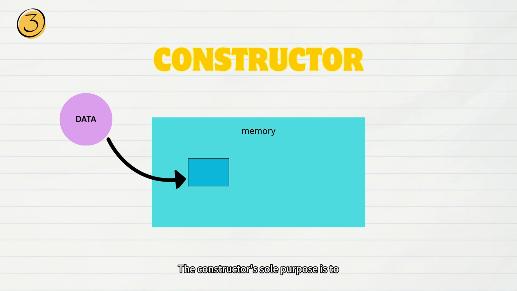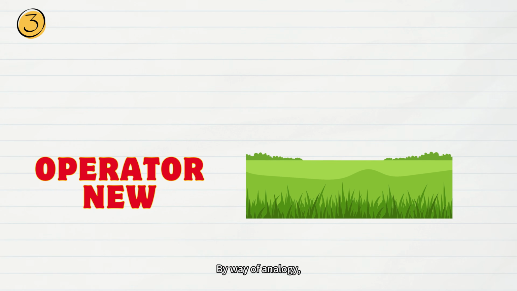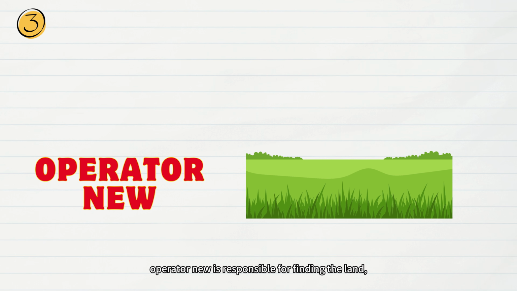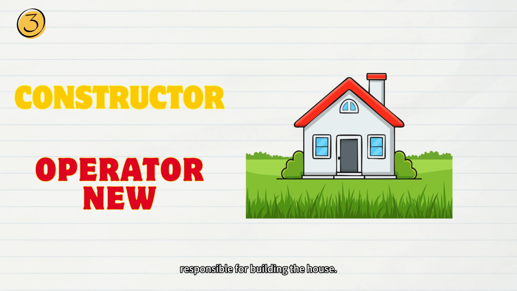The constructor's sole purpose is to initialize the object on the properly aligned memory provided by operator new. For built-in primitive types like int, value initialization is performed, writing 42 into the memory. For user-defined types, the constructor is automatically invoked to initialize member variables and acquire resources. By way of analogy, operator new is responsible for finding the land, while the constructor is responsible for building the house. The two work independently to create the object.